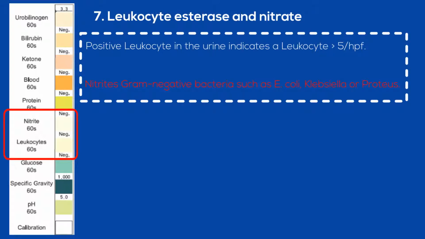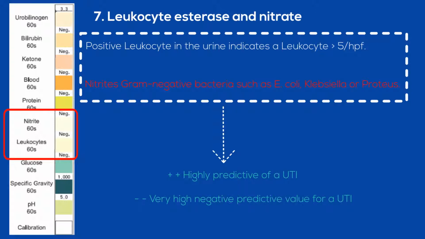Both leukocyte esterase and nitrite being positive is highly predictive of a UTI, while both being negative has a very high negative predictive value for the UTI.